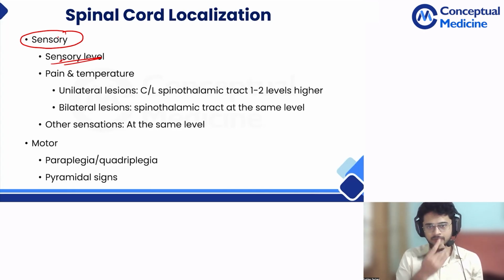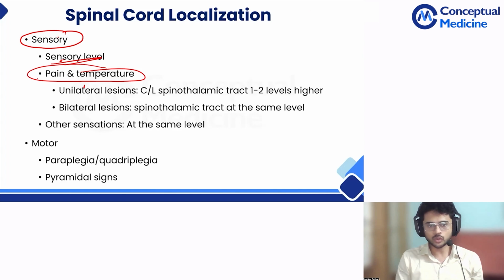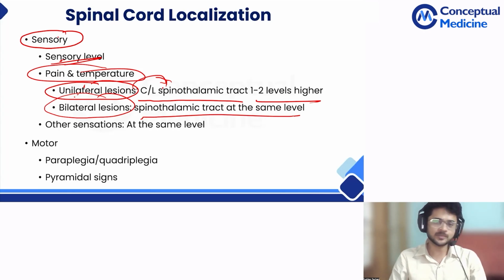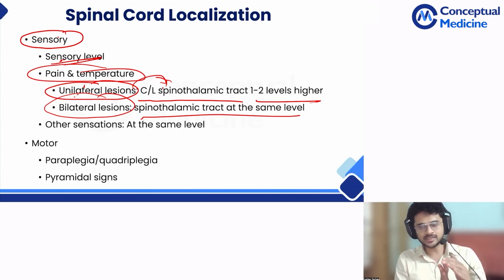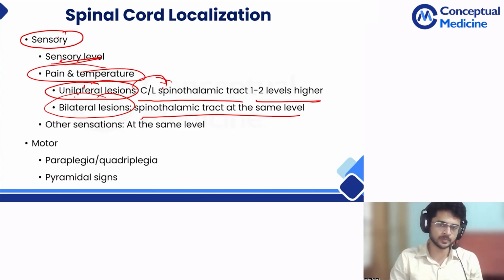And remember that this sensory level is a little bit different when it comes to the spinothalamic sensation, that is pain and temperature. When it is a unilateral cord lesion, it signifies the involvement of the contralateral spinothalamic tract 1 to 2 levels higher. However, when it is a bilateral lesion, the spinothalamic tract is at the same level. That is because the spinothalamic tract ascends 1 or 2 levels before it crosses over to the opposite side. That is why in unilateral lesions, the spinothalamic tract level is usually 1 to 2 levels higher.